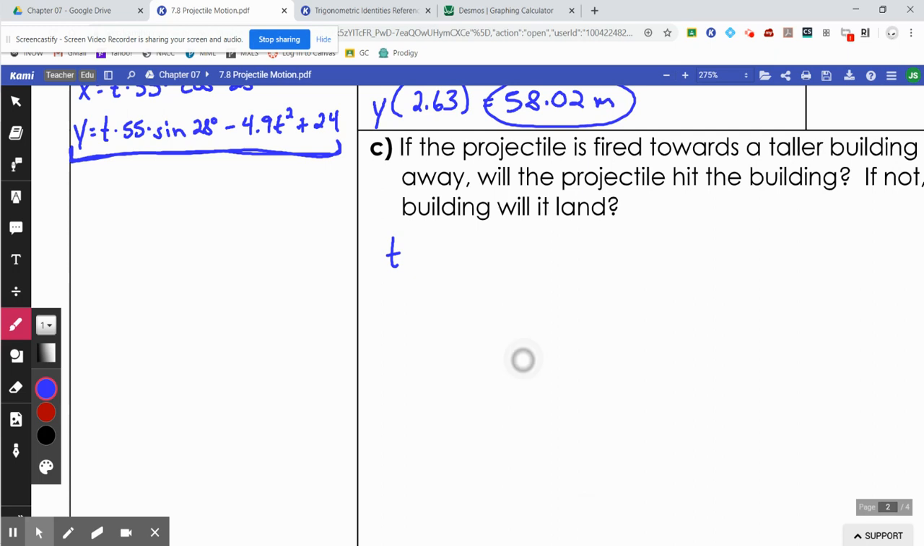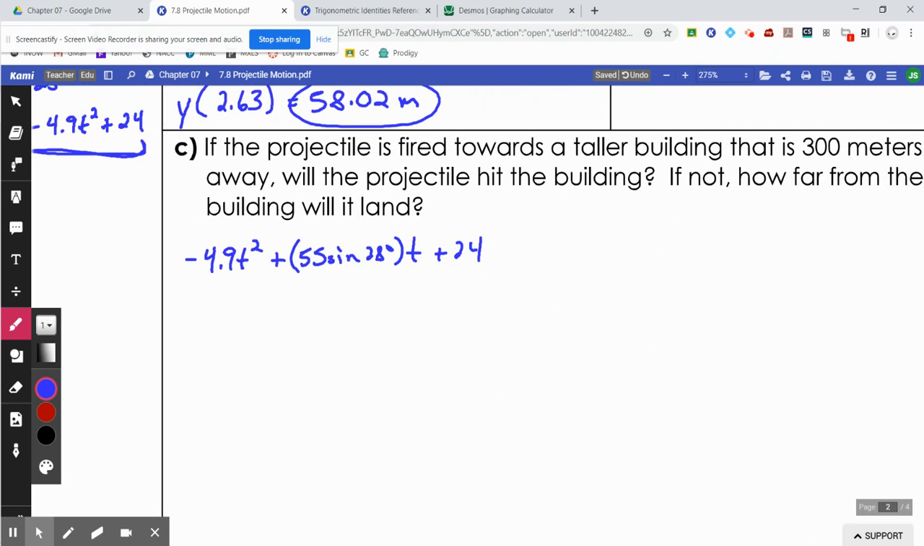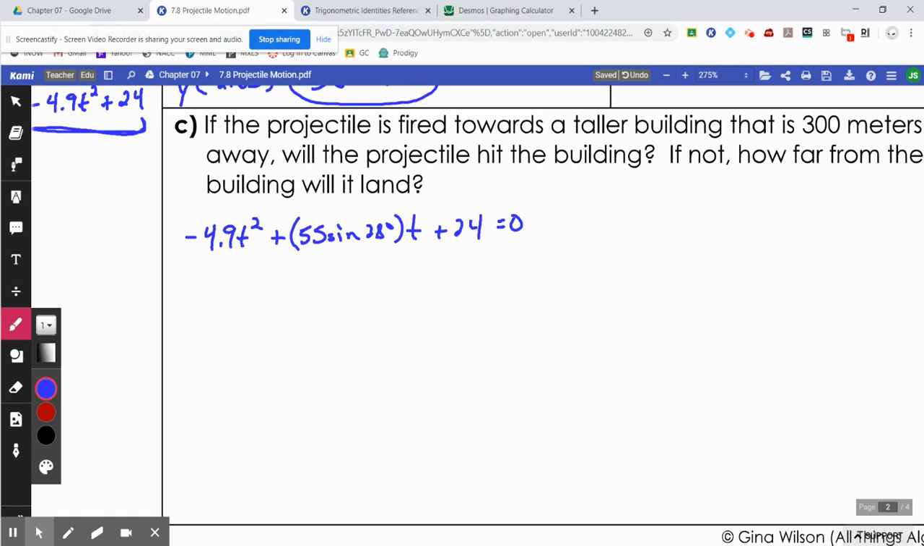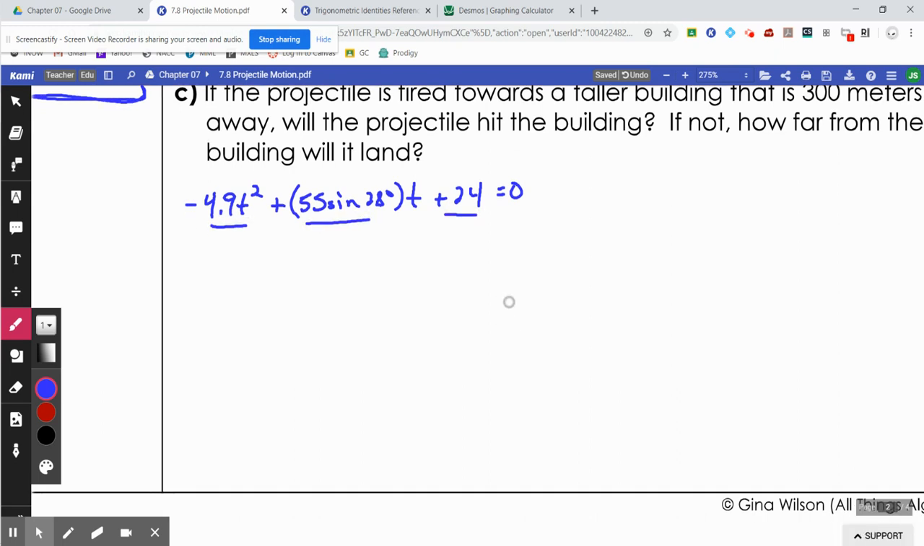So to find out how long it takes to land, again, we're going to take our y equation. Let me put this in order: negative 4.9 t squared plus, and again, I like to put the 55 sine 28 first. I'm going to put it in parentheses because that goes in front of the t, plus 24. That tells you the height. We want to know how long it takes to land, so we're going to set this equal to 0, and that's going to tell me the time that it takes to land. We can't actually factor the t out because you have 3 terms on this one. It's not going to be like the last one. So we're going to have to use an ugly version of the quadratic formula here. I'm pretty sure it won't factor.